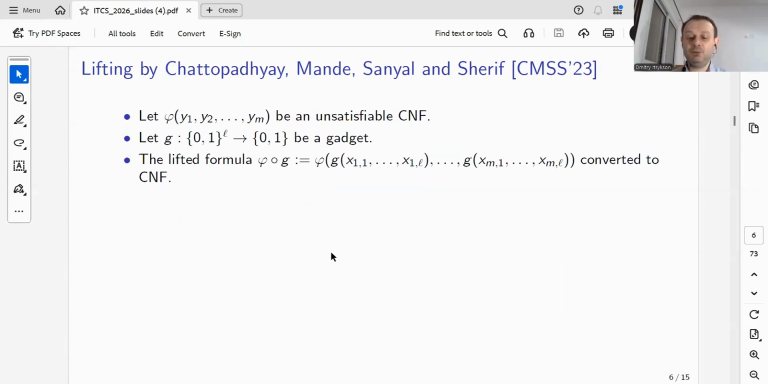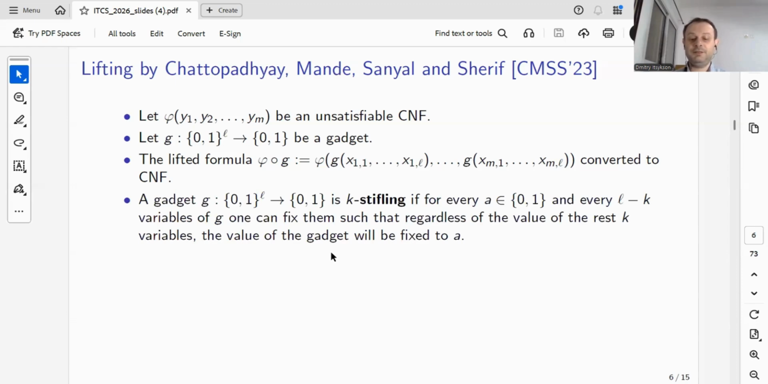In the proof complexity setting, we have a CNF formula phi with variables y1, y2, ..., ym. We have a Boolean function g that maps L bits to 1 bit, which we refer to as a gadget. The lifted formula phi composed with g is obtained by the following process. For every variable yi, we substitute g with L fresh variables x_{i,1}, x_{i,2}, etc., x_{i,L}, and convert the resulting formula to CNF. In order to control the size of the formula, we usually consider only small gadgets, where L is constant or logarithmic.